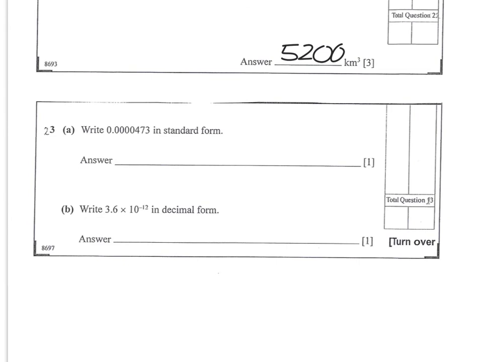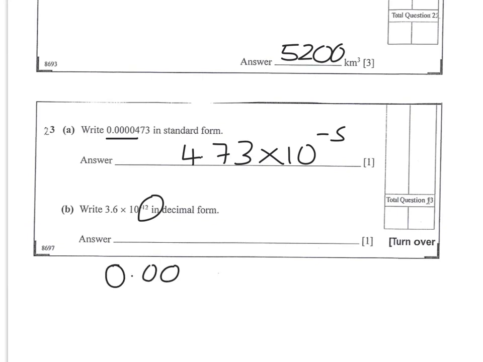Writing in standard form, when it's small, if we count the zeros, there's 5 of them, so it's 4.73 times 10 to the power minus 5. The 12 means 12 zeros, so 1, 2, 3, 4, 5, 6, 7, 8, 9, 10, 11, 12.